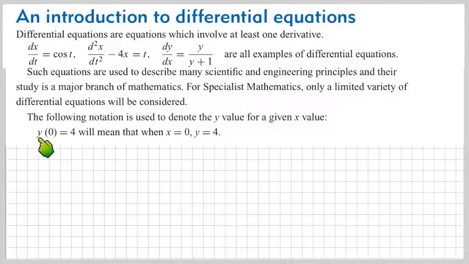The following notation is used to describe the y value of a given x value. So this means y, when x is naught, that's the spot for the x, okay? y, when x is naught, is 4, okay? Means, yeah, when x is naught, y is 4.